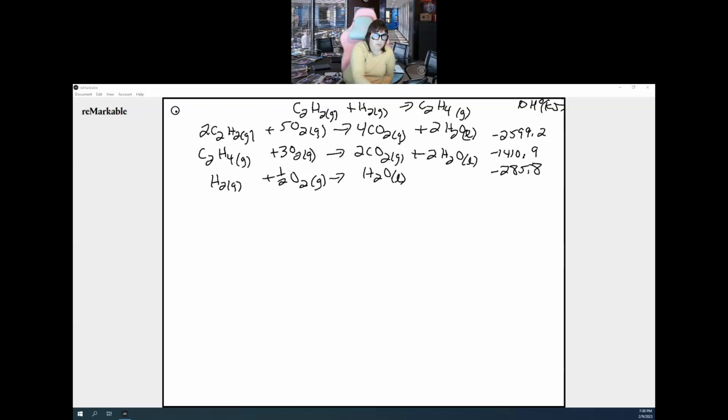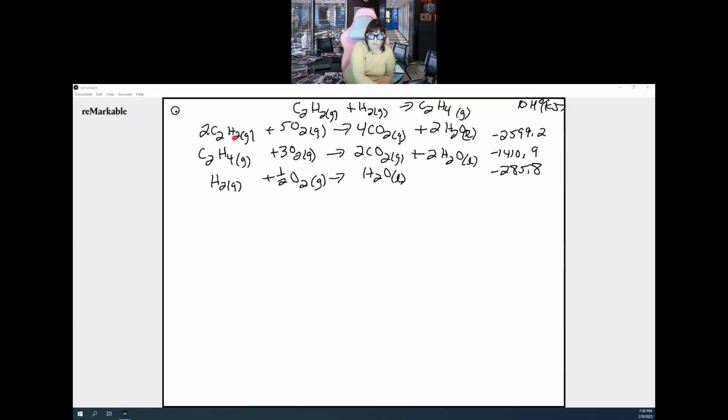I'm looking at this equation when I'm trying to form this C2H2 plus H2 going to C2H4. The first thing that I want to identify is where C2H2 is in these equations that I'm looking at. So I find C2H2 right here, and I see that it's a reactant, so it's on the correct side of the equation.